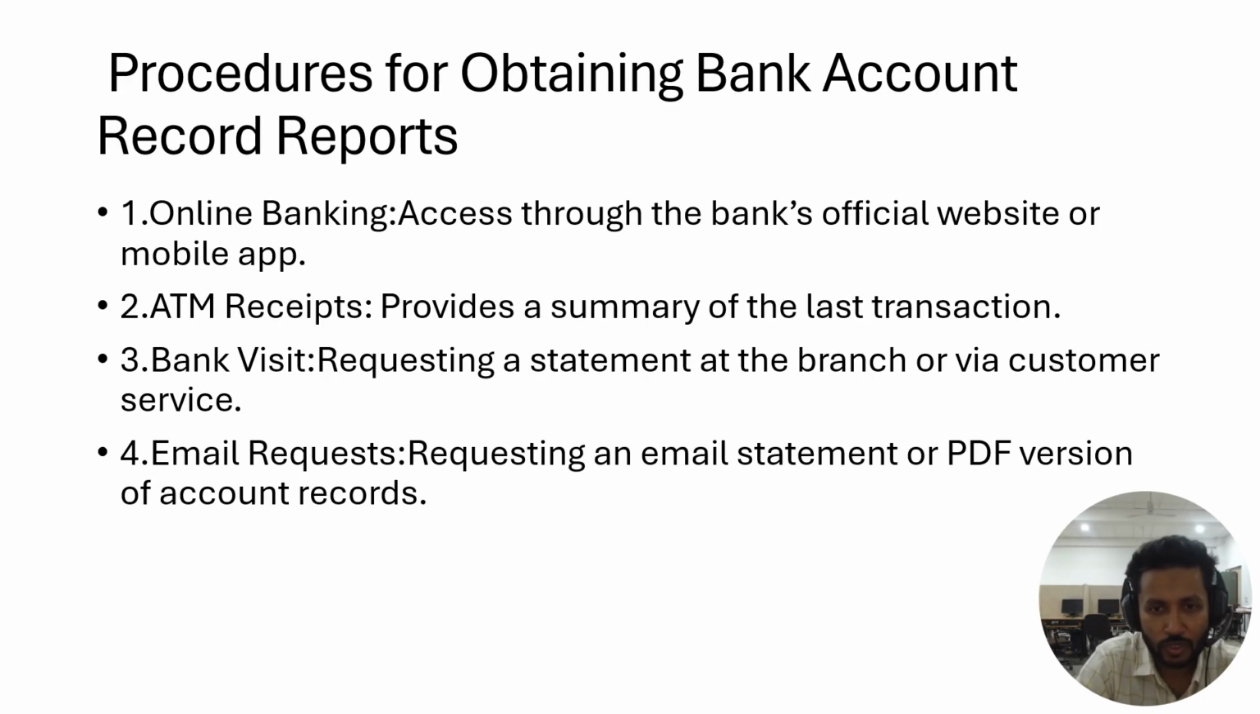Now next is the procedure for obtaining a bank account record report. First is online banking, access through the bank's official website or mobile app. Second is ATM receipts, which provide a summary of the last transactions. Third is bank visit, requesting a statement at the branch via customer service. And fourth is email request, requesting an email statement or PDF version of account records.